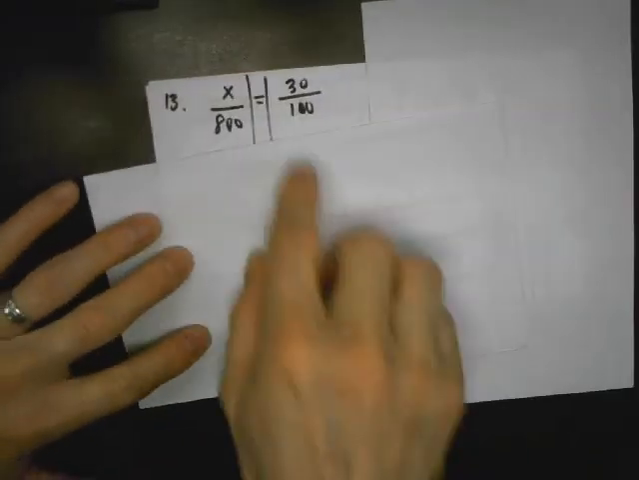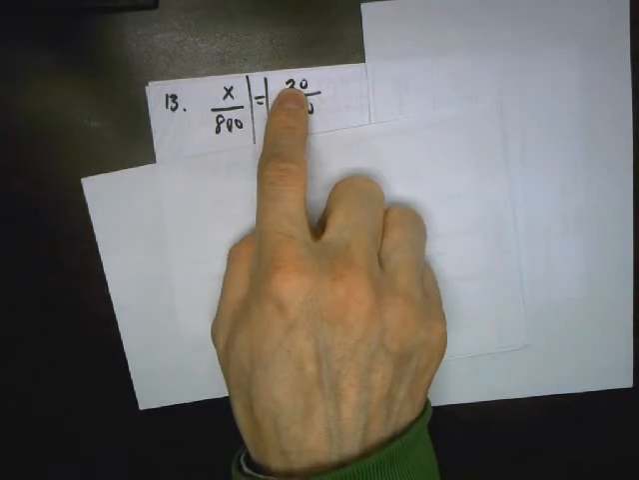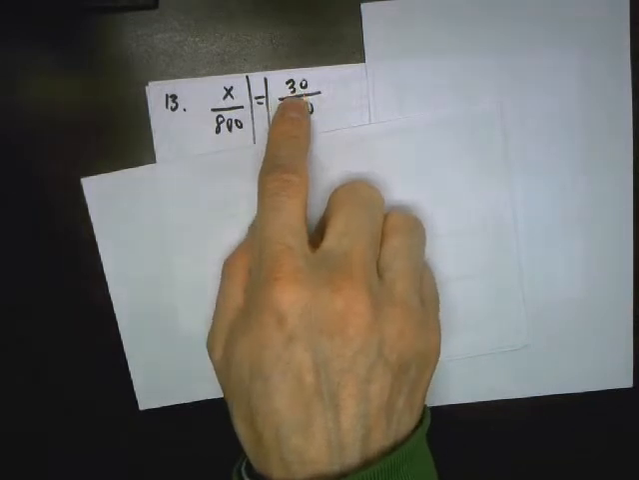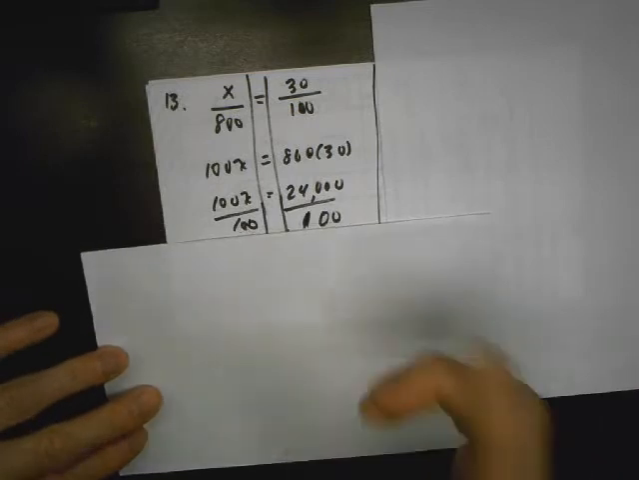Number 13, the store is having a 30% off sale. So 30% off, and they want us to find how much you'll save. So for this, we're going to find 30% of 800. 800 goes on the bottom, cross multiply, and divide. Remember, dividing by 100, move the decimal 2 times.